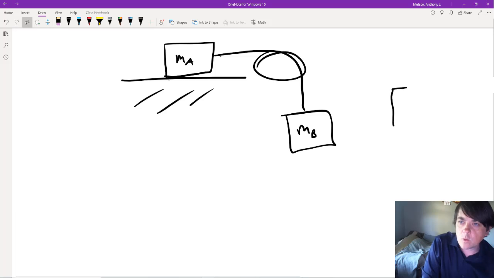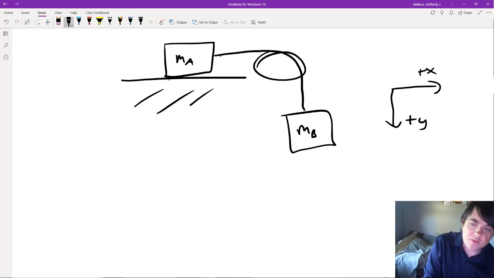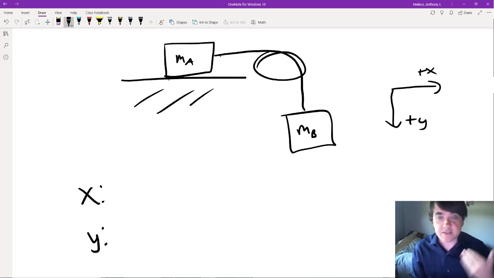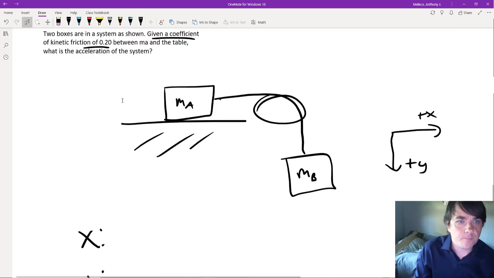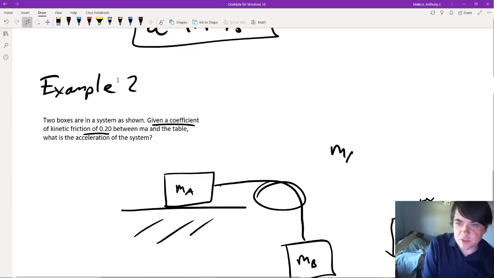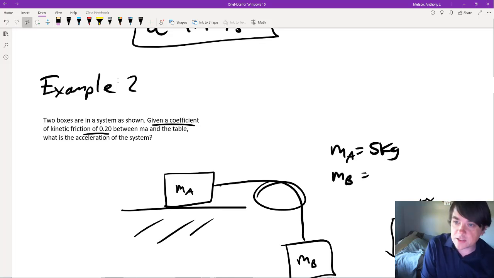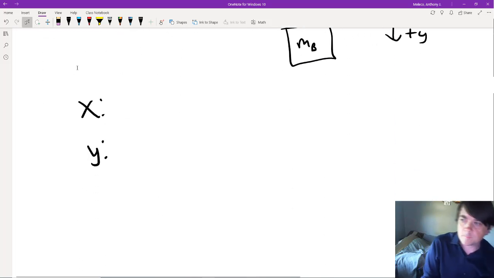And so what we'll see is we have plus x pointing that way and plus y pointing down. I want to choose the direction of acceleration as positive, so that's why I made down positive. Now we're going to do our x and y equations. As you'll see, these will be the exact same as the previous time we did this, only now we've added friction on top. One last thing I forgot to mention is that MA is going to be 5 kilograms and MB will be 10 kilograms, just like before.